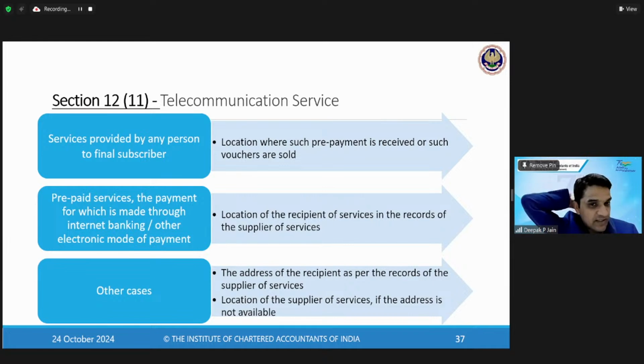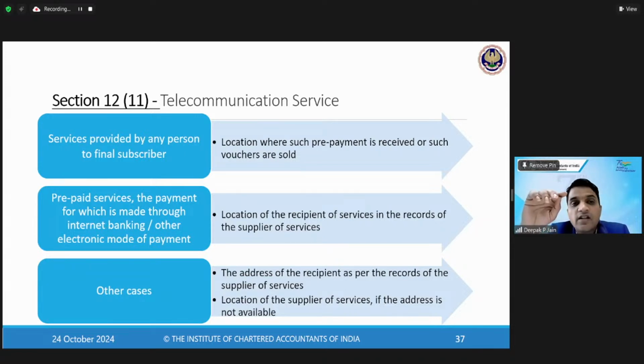Then prepayment services, the payment of which is made through internet banking. Correct? Amazon Pay, GPay, Cred Pay, you can do all these online sitting at home. So where will the place of supply be? The location of the recipient of services in the records of the supplier of service. Because to recharge, the supplier needs your mobile number and address. So the location of the recipient of service in the records of the supplier will become the place of supply.